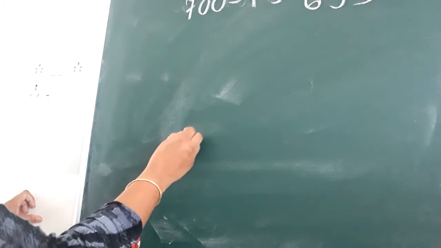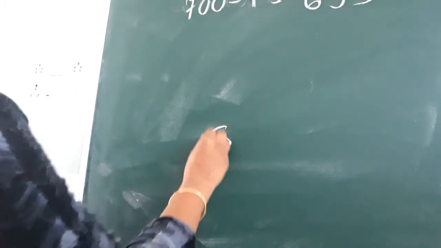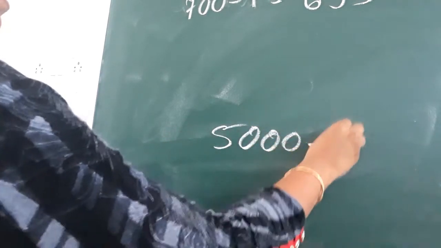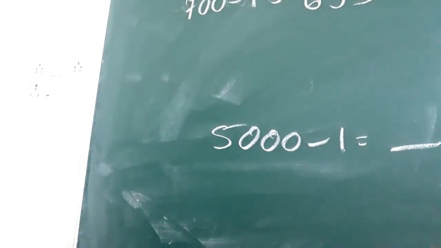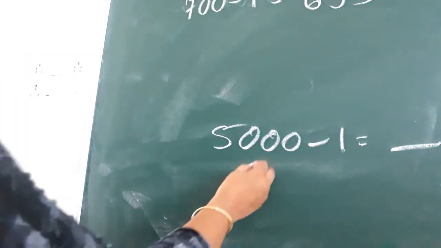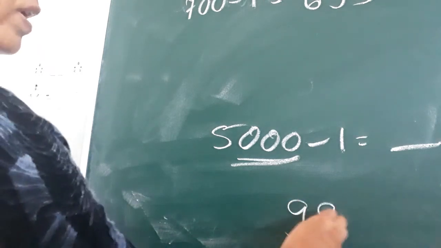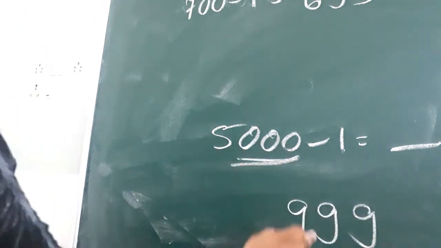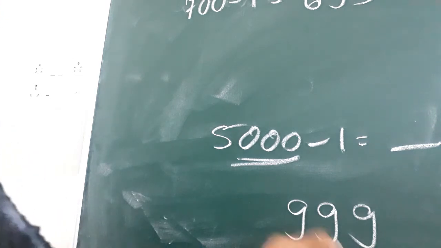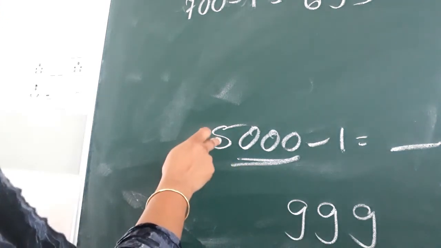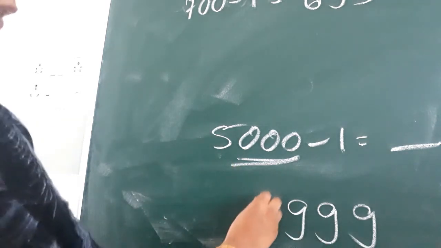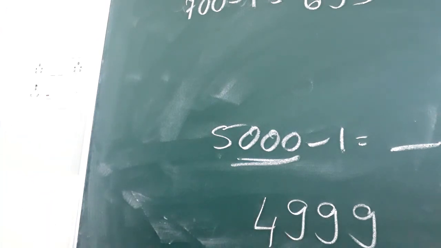Okay. Now suppose you are given, say, 5000 minus 1, which number? What you need to do is find the number of zeros and write that many nines. So here 3 zeros are there. So 3 nines I will write, and which is the number just before 5, that is 4. So write there 4. Okay.